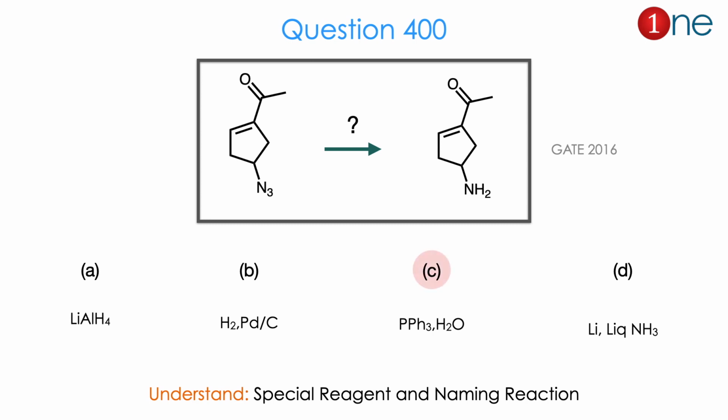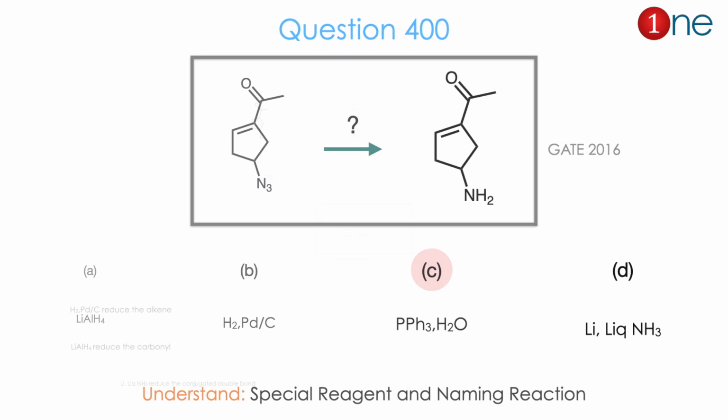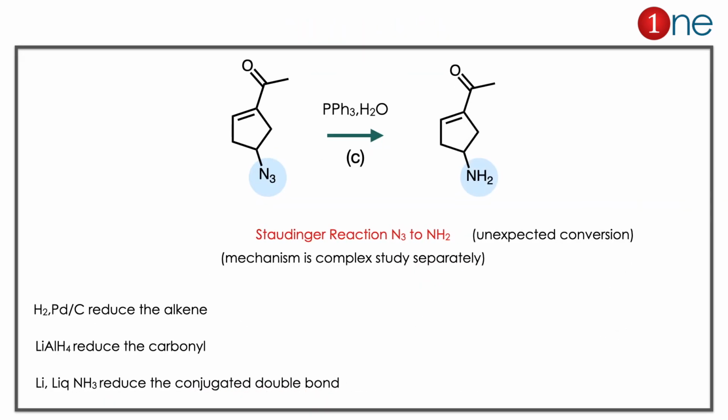Let us see how. Here you are converting azide to amine. It's a very famous reaction. It is called the Staudinger reaction. It converts N3 to amine. The mechanism is very complex. You have to study it separately. So C is our answer.